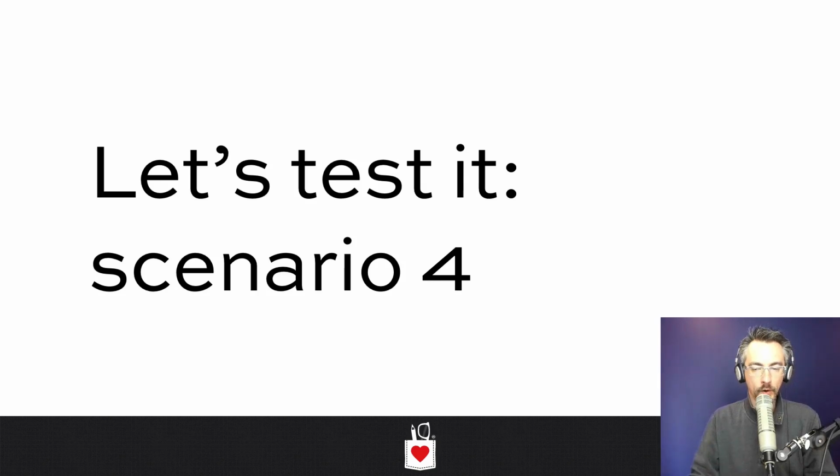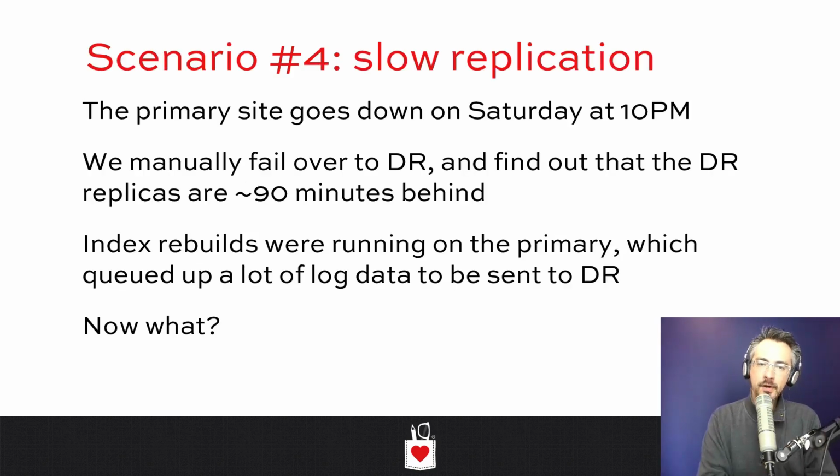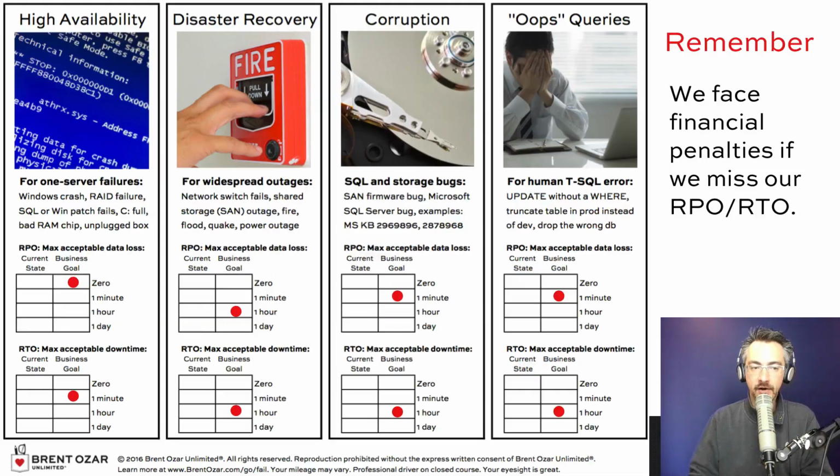Scenario number 4. My primary site goes down on a Saturday night, at 10 p.m. I have a fire or disaster in my primary data center. I turn over to the secondary data center and go to bring things up. And when I look at my canary tables, I'm 90 minutes behind. It turned out that some yo-yo was doing constant index rebuilds over on the primary, and that queued up a ton of data that needed to be sent to the secondary.